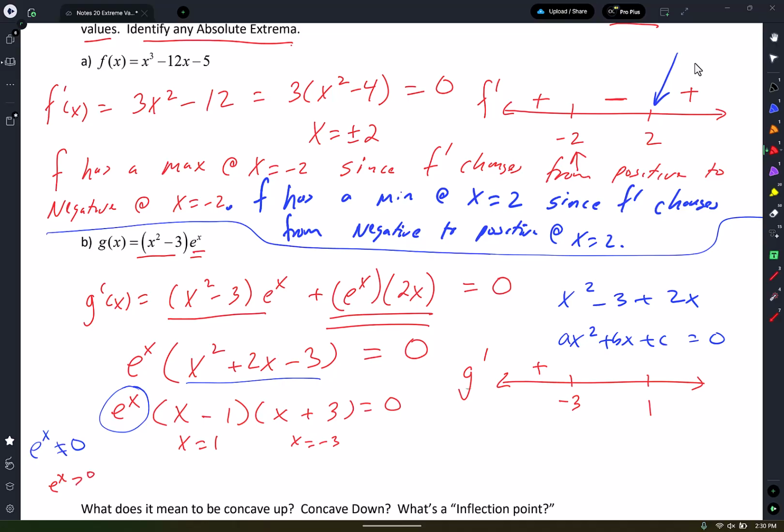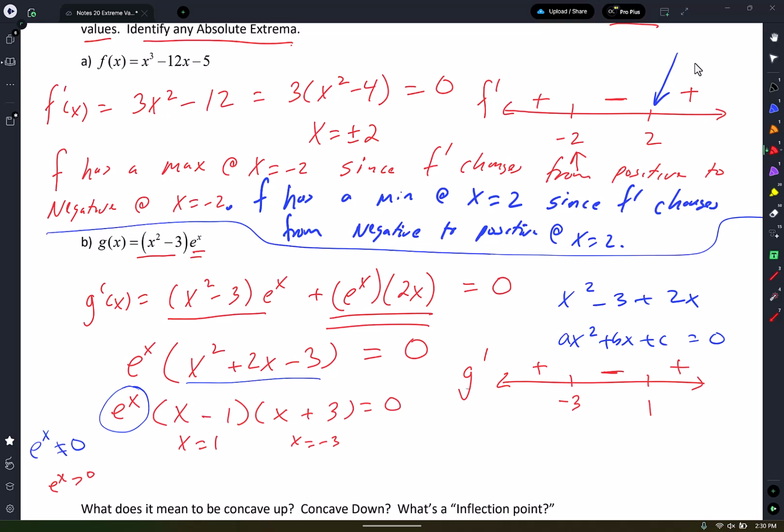Between negative 3 and 1, like what's a good number? 0. 0 is the best number. 0 minus 1, negative 1. 0 plus 3, positive 3. Negative times a positive? Negative. And a number bigger than 1, like 2 or 3. 2 minus 1, positive. 2 plus 3, positive. Positive times a positive? Positive.